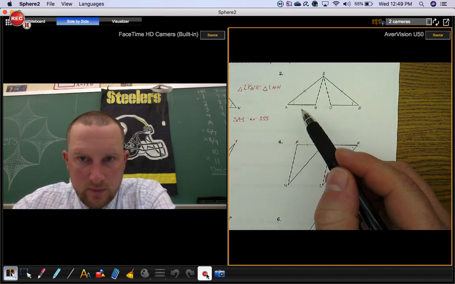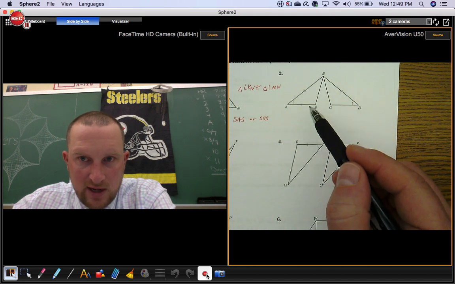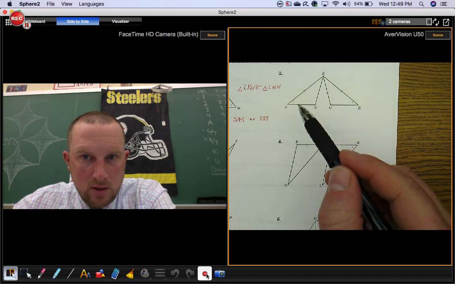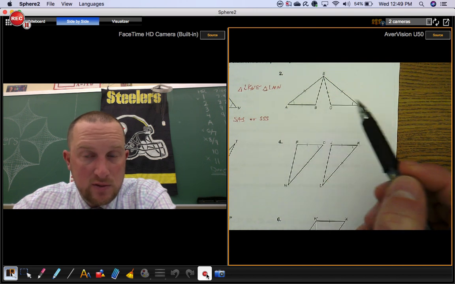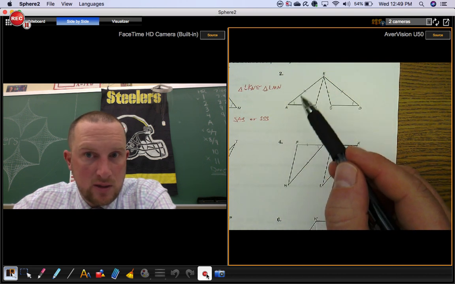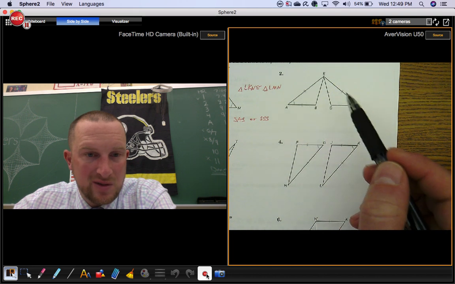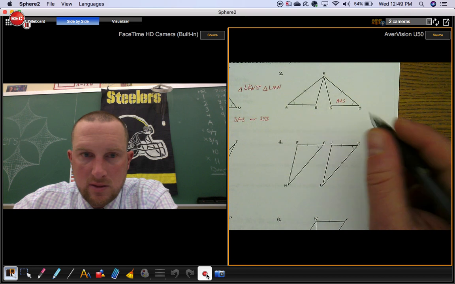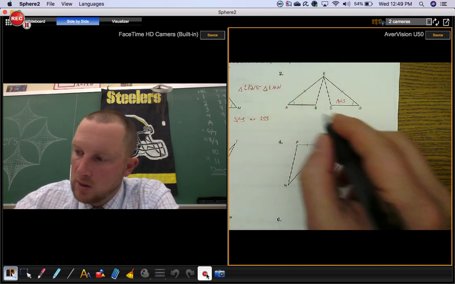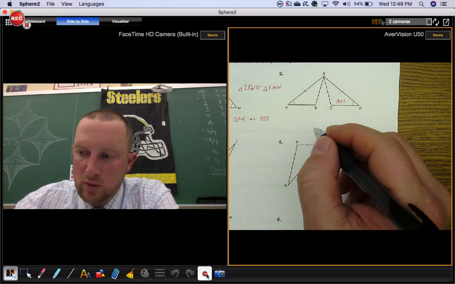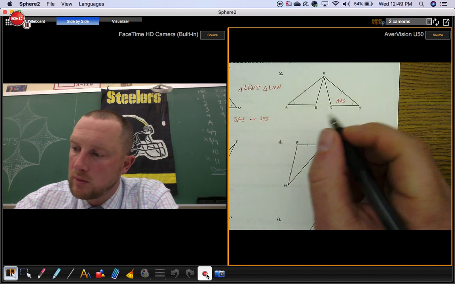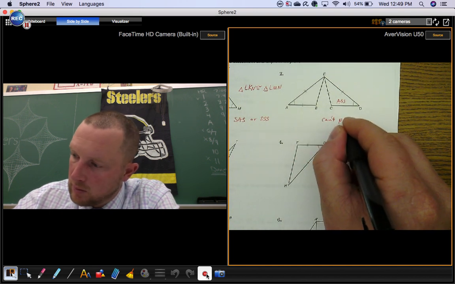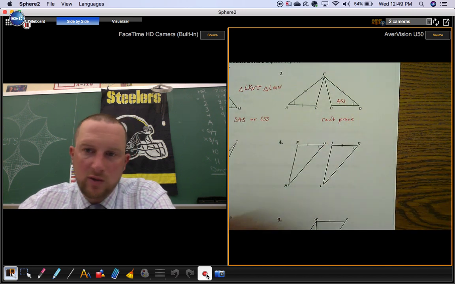Number 2, we have a pair of congruent sides. We have a second pair of congruent sides. We have a pair of congruent angles. This angle is included, but this one is not. This one over here looks like this. It's not in between. So we cannot prove these congruent. We can't prove them congruent.